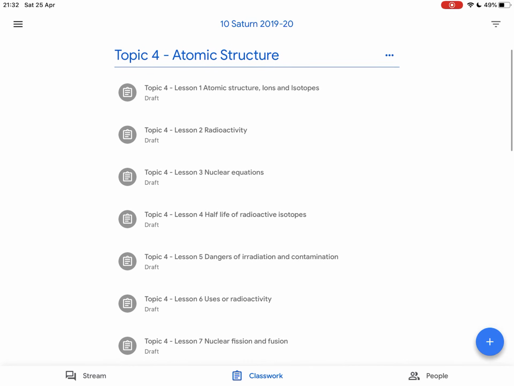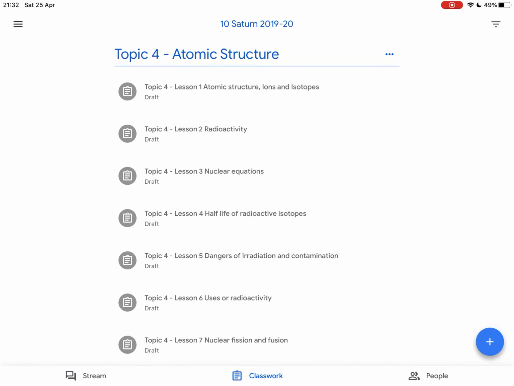So we're going to start off with atomic structure, ions and isotopes. We're then going to do radioactivity. Lesson 3 will be nuclear equations. You're going to look really clever when you can do those. Lesson 4 is going to be half-life of radioactive isotopes. Lesson 5 is all about the dangers of radioactivity. Lesson 6 is about the uses of it, and you'll be surprised where it is. There's some in your house.